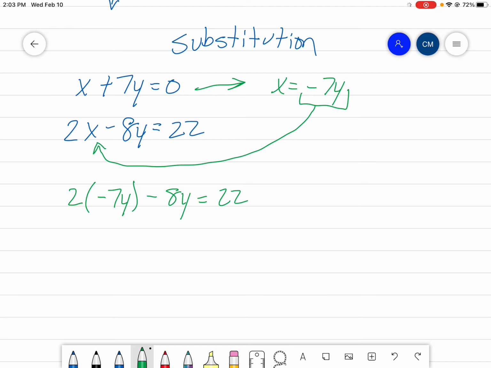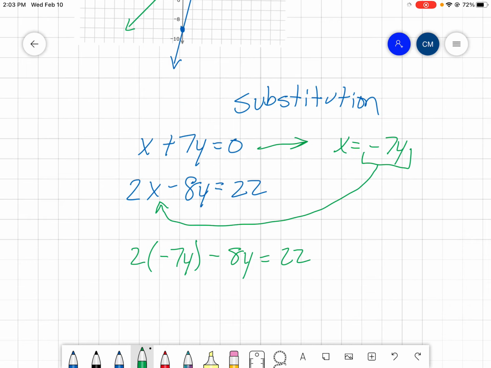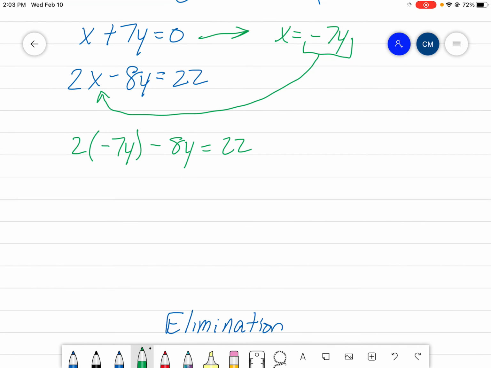Now I have an equation that just has one variable in it. I can start solving this. I'm going to multiply 2 times negative 7y, to give me negative 14y minus 8y is equal to 22. Combining my like terms, negative 14y minus 8y is negative 22y is equal to 22. One-step equation, dividing both sides by negative 22, y is equal to negative 1.